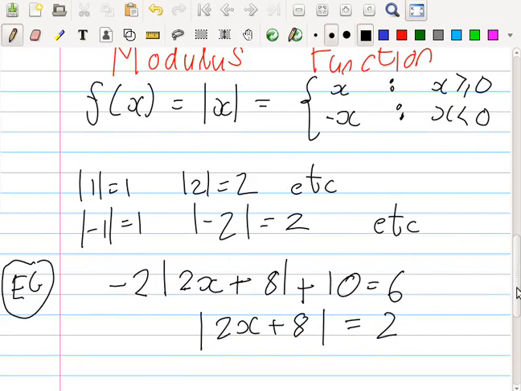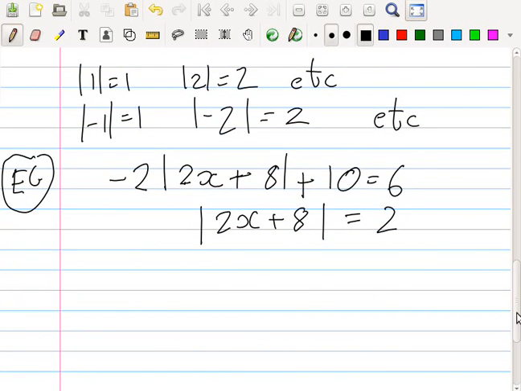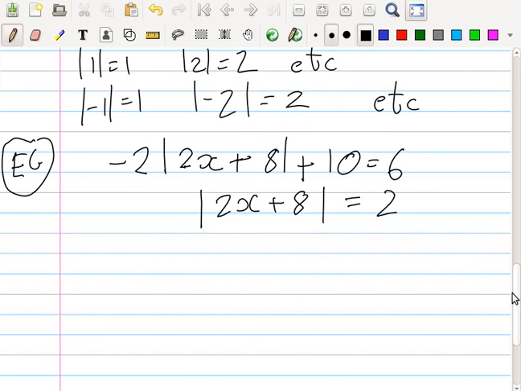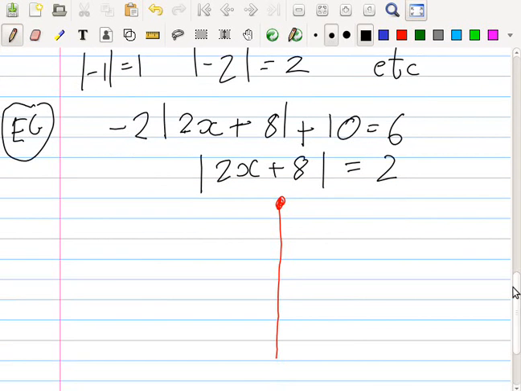Now, this is where you have two different methods to go ahead and solve this. Okay, so I'll show you both. So the first way you could solve this, which is definitely the easier way, is you could say, well, the only way the absolute of a number could be 2 is if what's inside is positive or negative 2. So you get 2x plus 8 equals plus or minus 2.